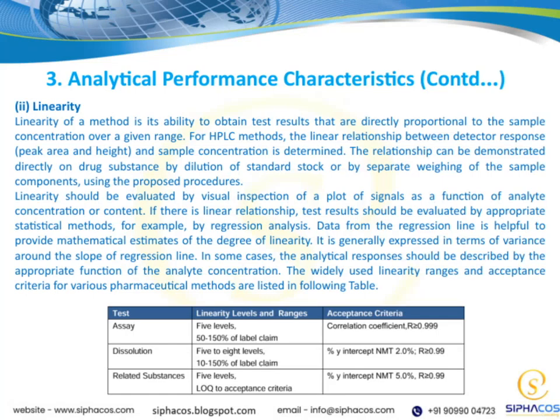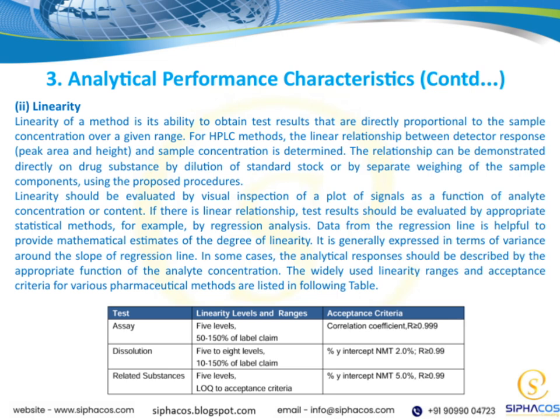Let's talk about linearity, which is a crucial aspect of method validation. Linearity refers to a method's ability to produce test results that are directly proportional to the concentration of the sample within a specific range. For HPLC methods, this means that the detector response, such as peak area or height, should have a straight-line relationship with the sample concentration. We can demonstrate this linearity directly on the drug substance, either by diluting a standard stock solution or by weighing the components separately, following the established procedures.